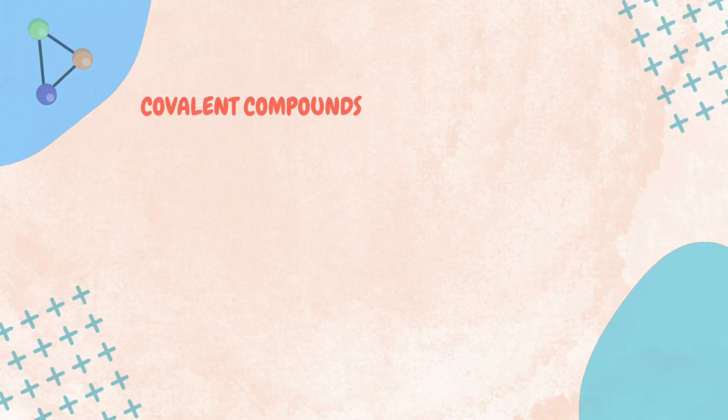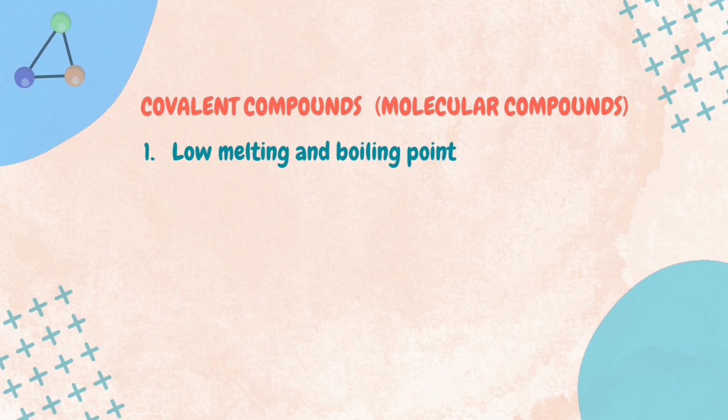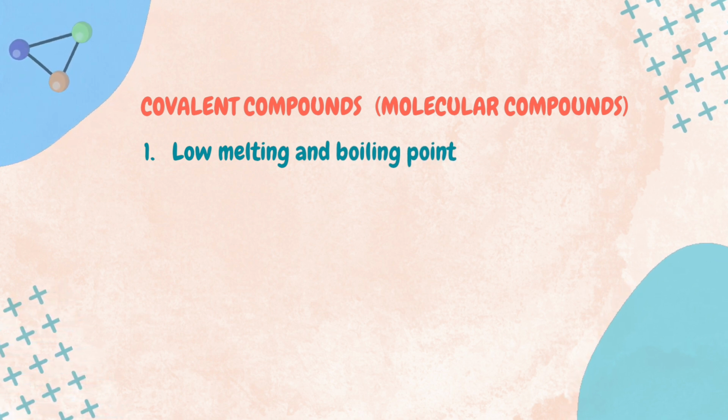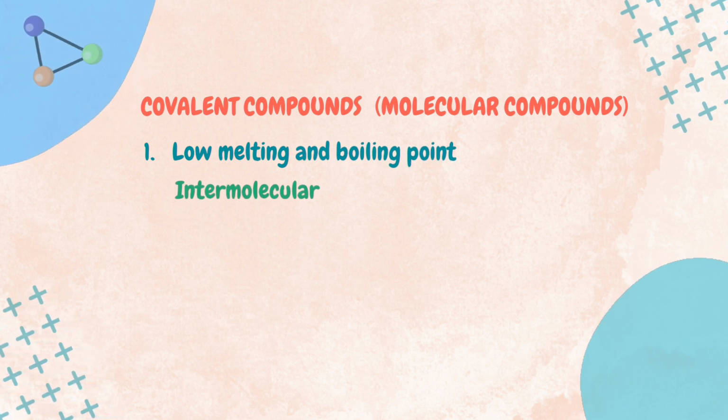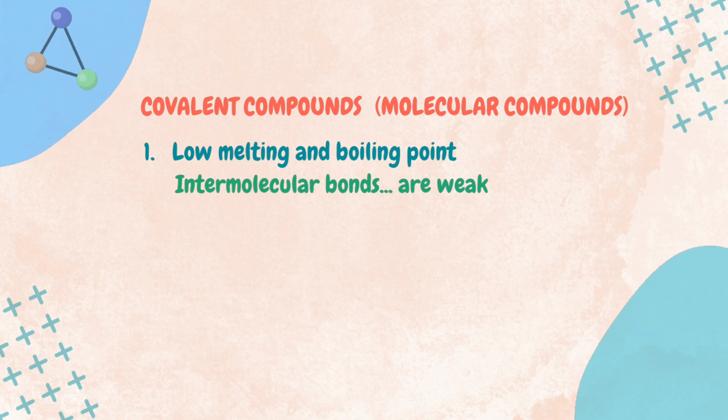Compounds formed by covalent bonding are called covalent compounds. They are also called molecular compounds. What are the properties of covalent compounds? Covalent compounds have low melting and boiling point. This is because the intermolecular bonds between covalent compounds are weak.